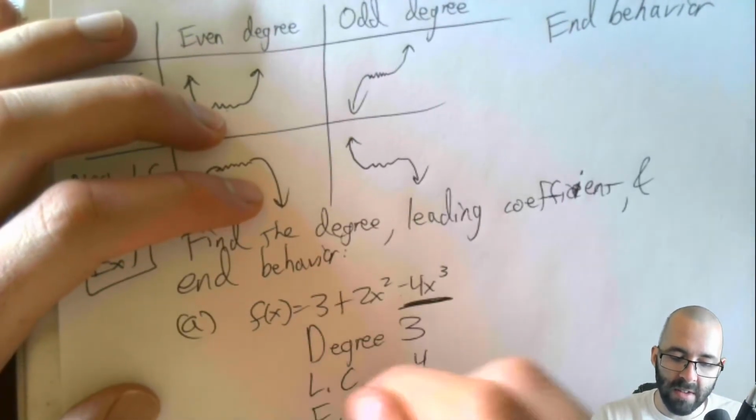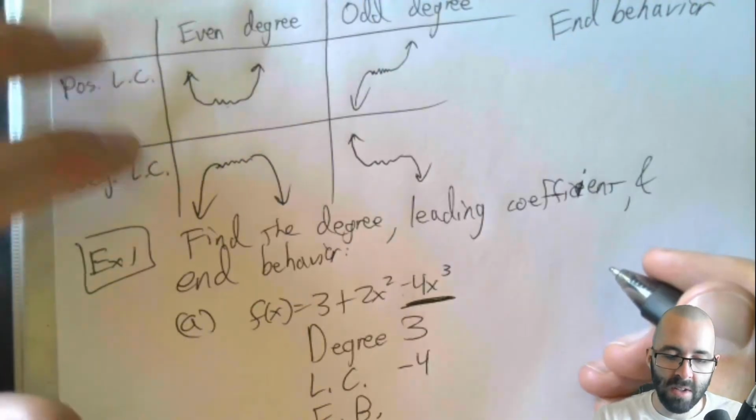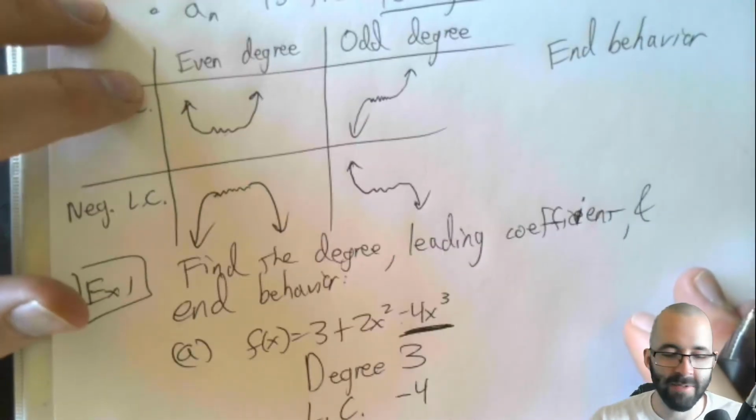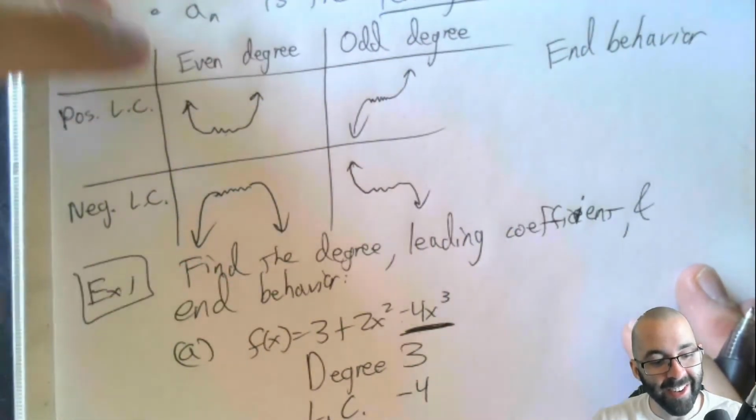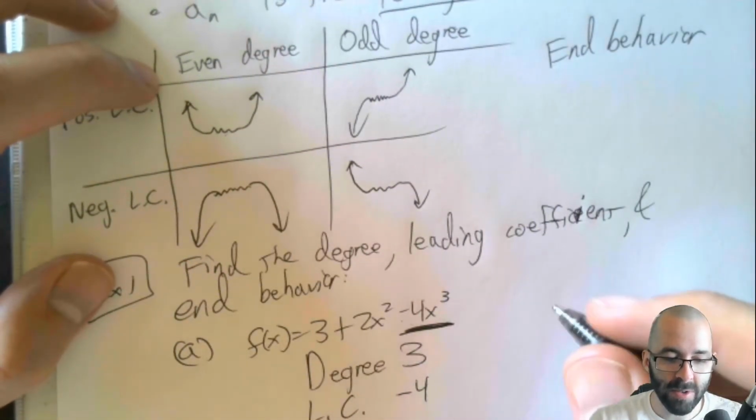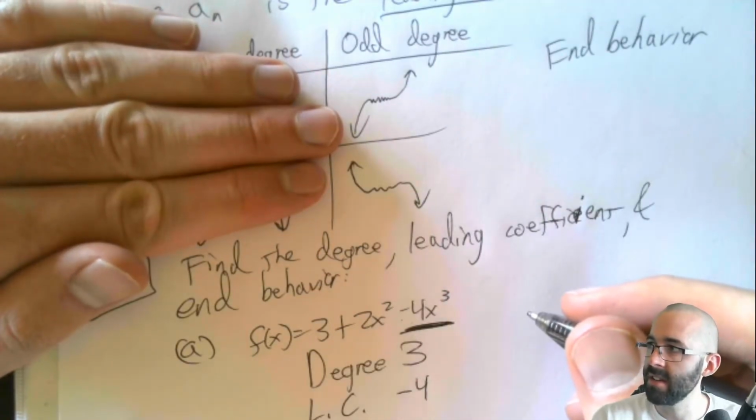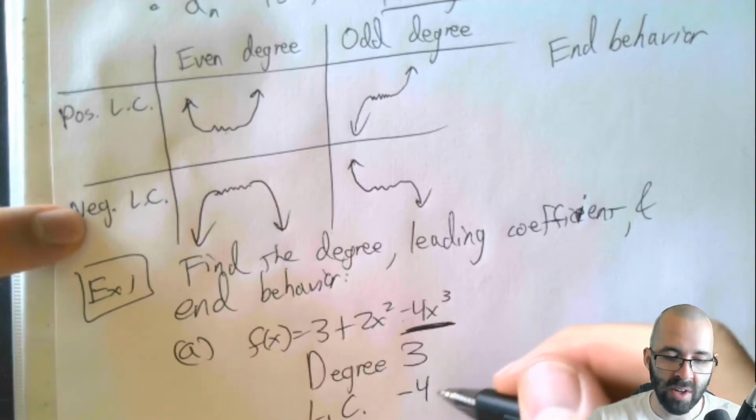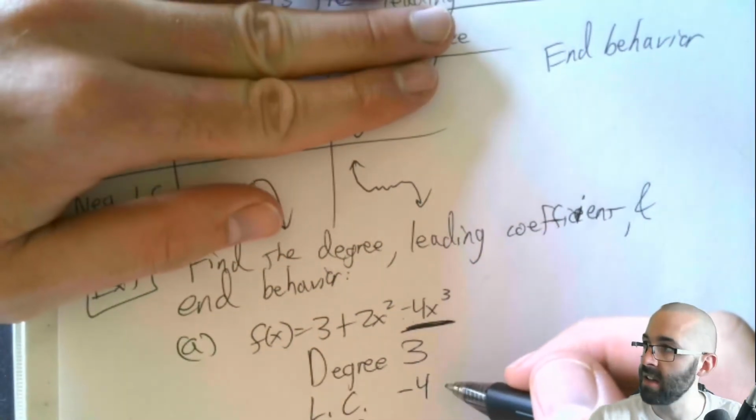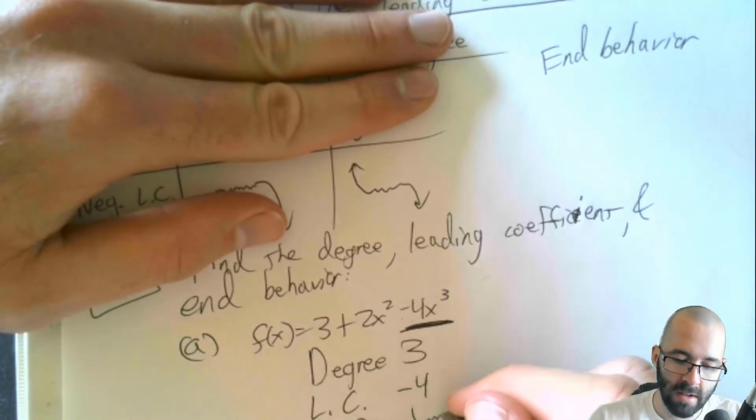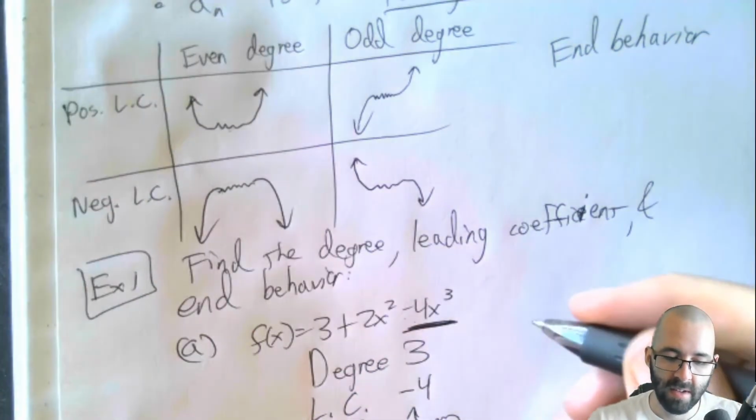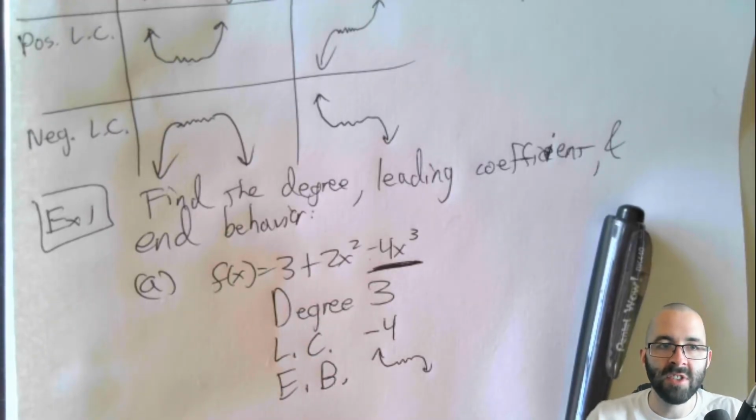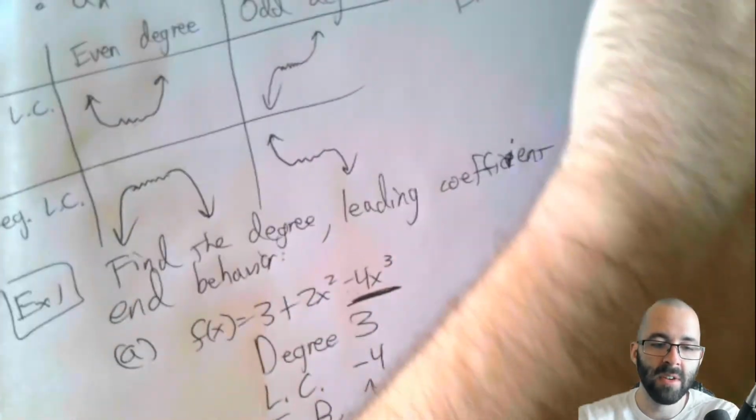To find the end behavior, well, we use this chart. Is our degree odd or even? The degree is 3. The degree is odd, so we know we're somewhere over here. Is the leading coefficient positive or negative? Well, the leading coefficient is negative, so our end behavior has got to look like this. Let's see if we're right. All right, I'm going to type this function in Desmos, and hopefully this has the right end behavior.